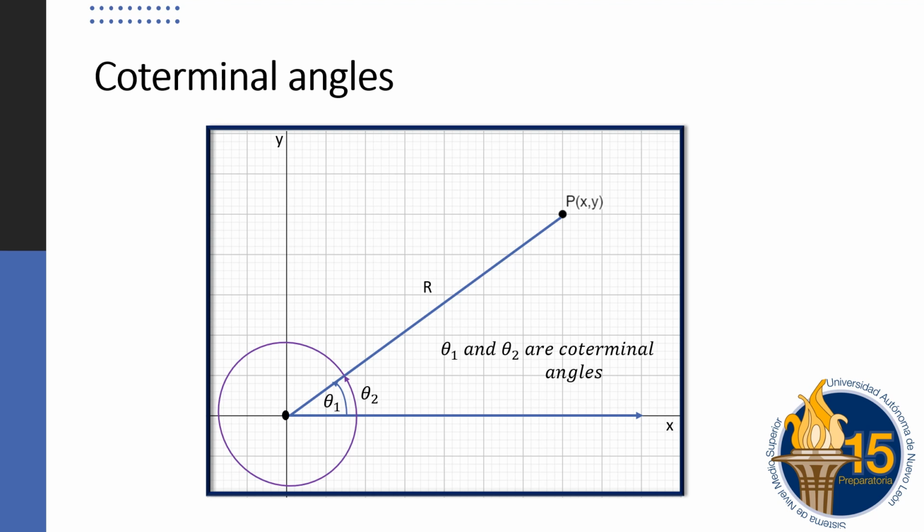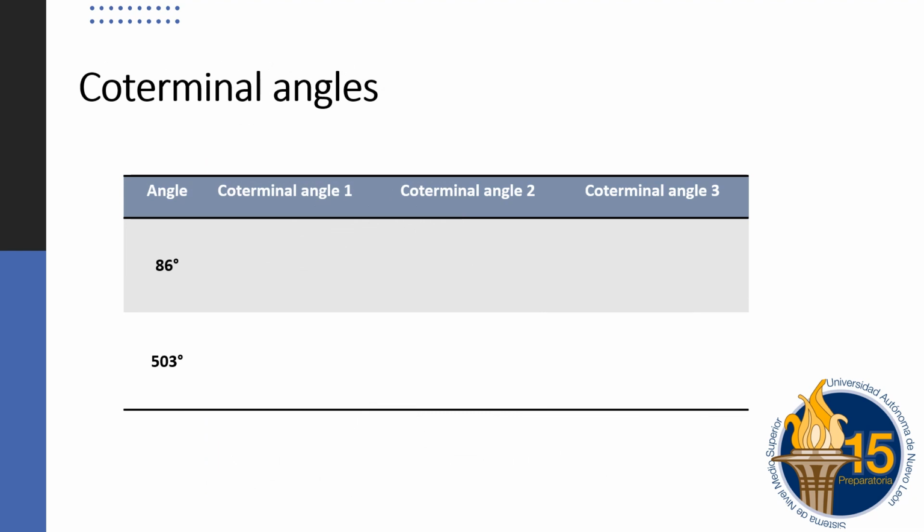For example, the angle 86 degrees. If we spin it once, we are adding 360 degrees to it. Then the coterminal angle is 446 degrees. If we add 360 degrees again, then another coterminal angle to 86 degrees is 806 degrees. And if we do the same again, then another coterminal angle is 1166 degrees. And we keep doing this to obtain more coterminal angles.